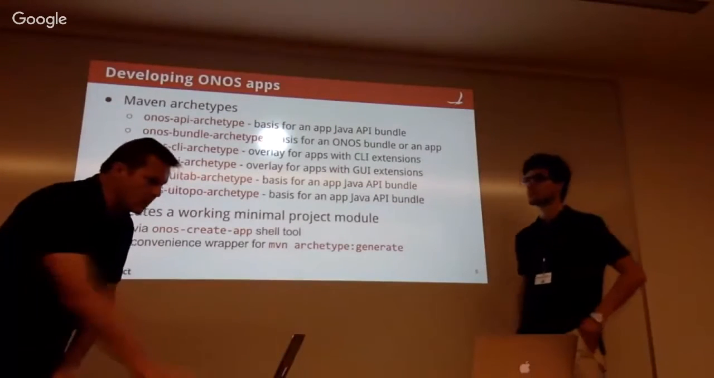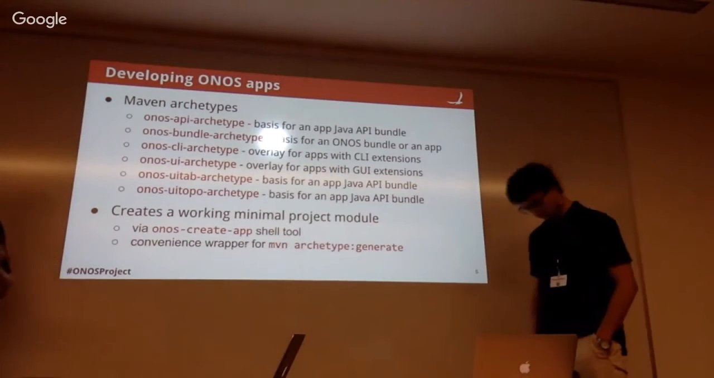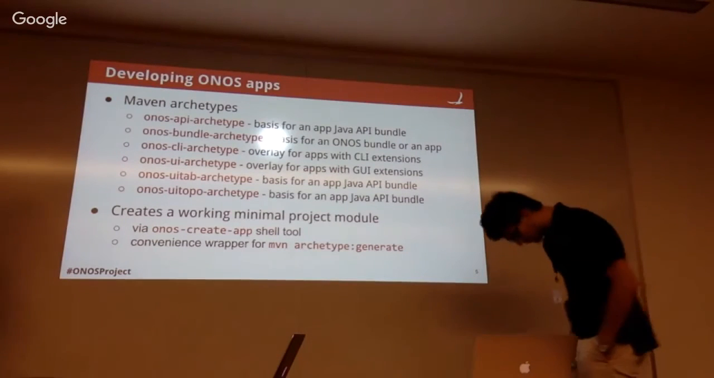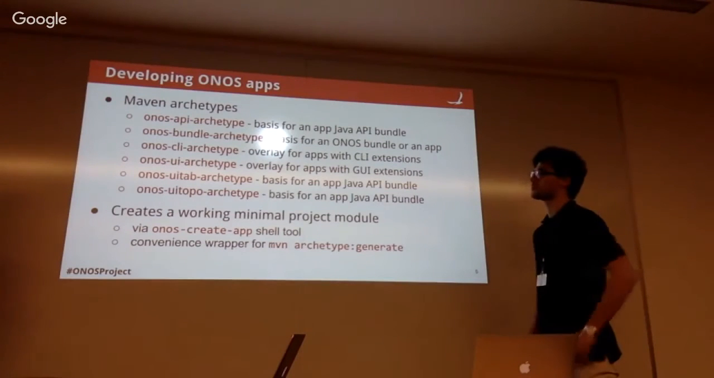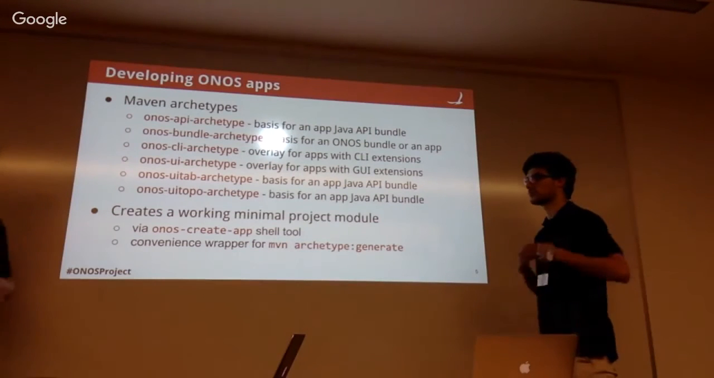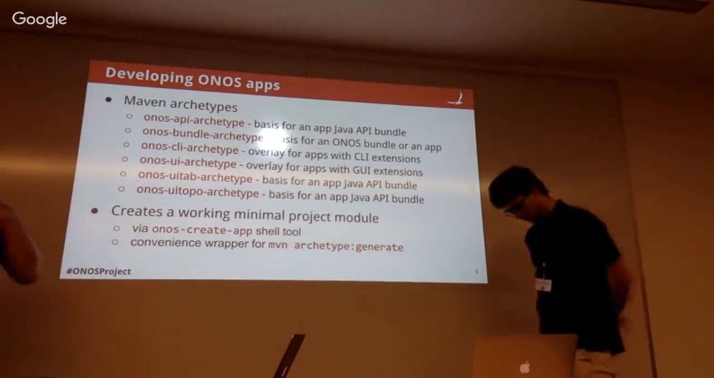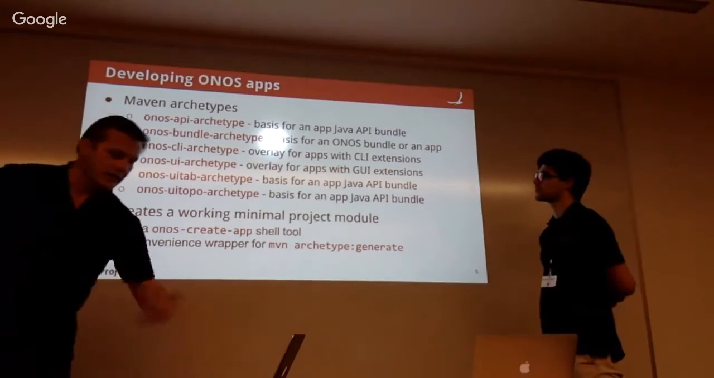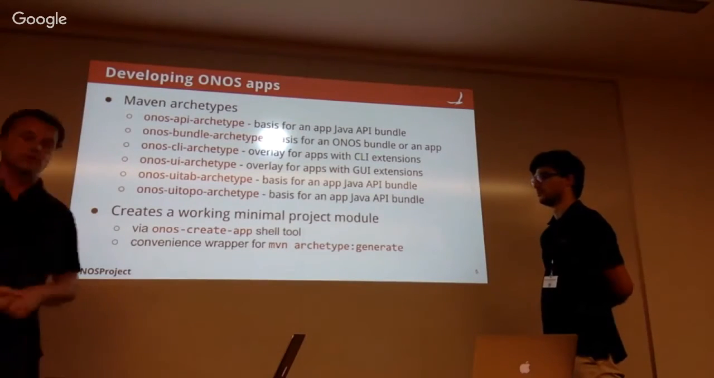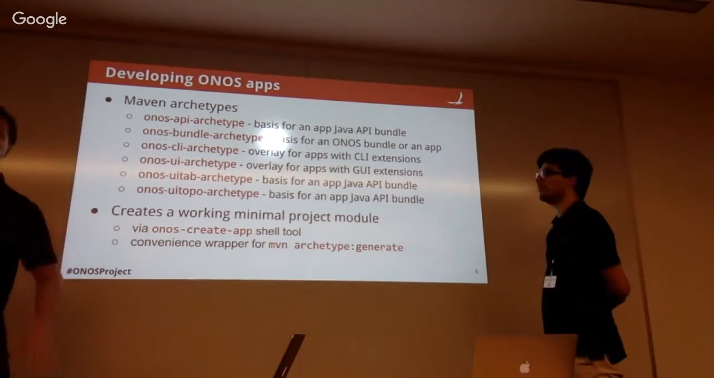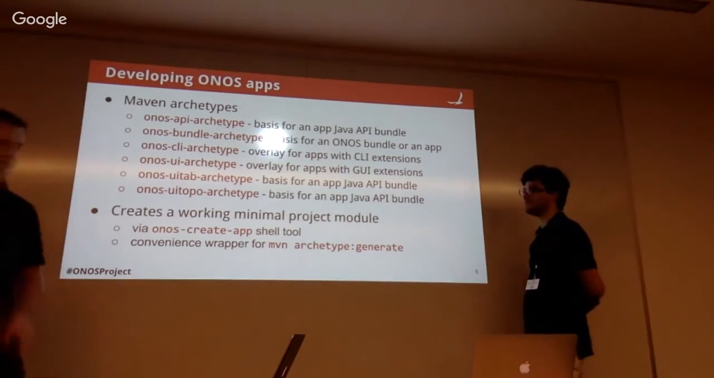So there's a number of different archetypes which can build different flavors of applications. Some of these archetypes are overlays, which means that they can lay on top of an existing project to provide customization. So for example, let's say I want to develop an application that has a UI and a REST API, but I don't care about the CLI. Well, then you create an application, and then over top of that, you overlay the UI and REST API archetypes. And then you can just customize the code that has been provided as a template for you.